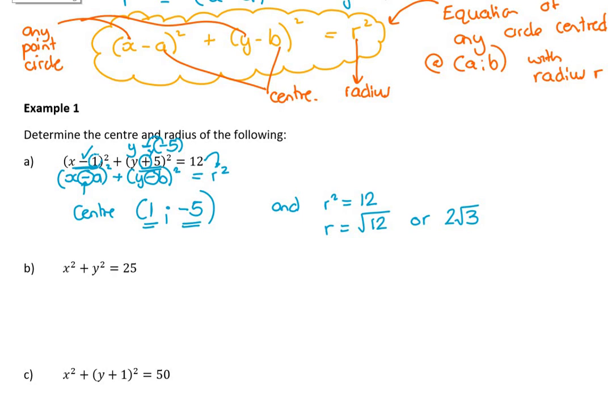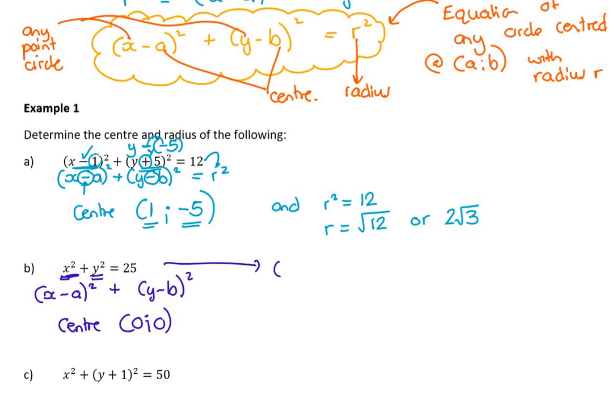Right, moving on to the next one. This is a pretty cool one. So you see x squared plus y squared. Now, in order to be able to see the center, you need to see x minus a squared and y minus b squared. Now you'll notice there is nothing that you're minusing. So this means that your center is at 0, 0, because basically this is the same as x minus 0 squared and y minus 0 squared.